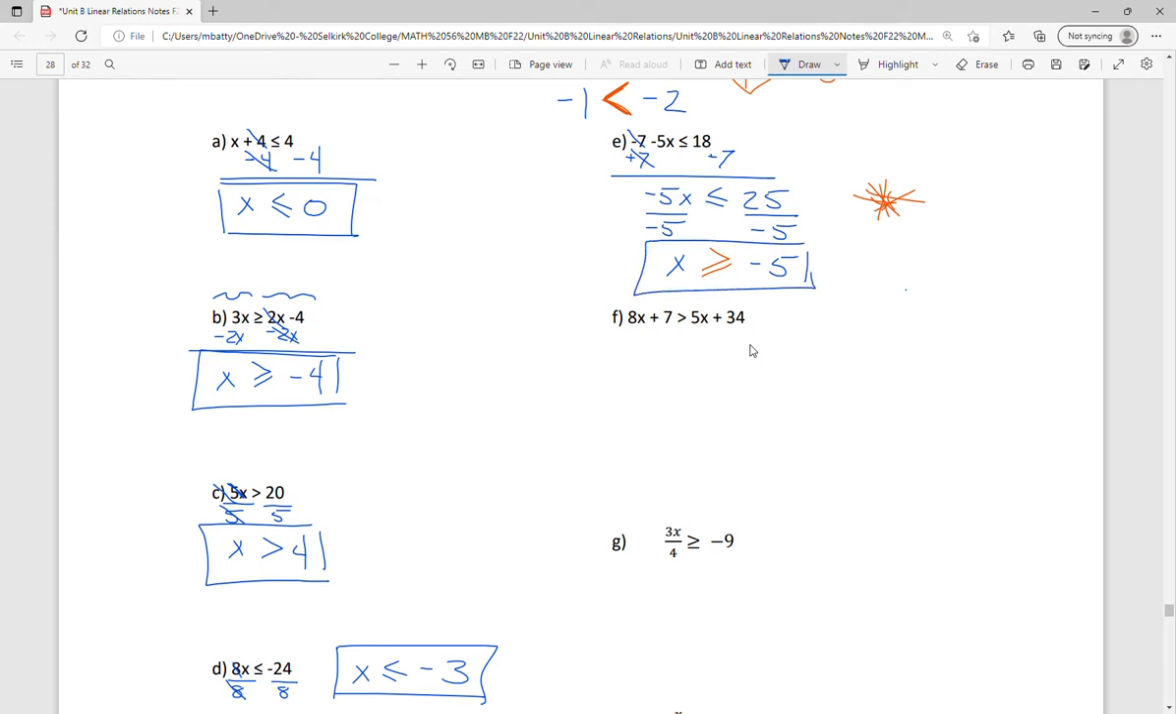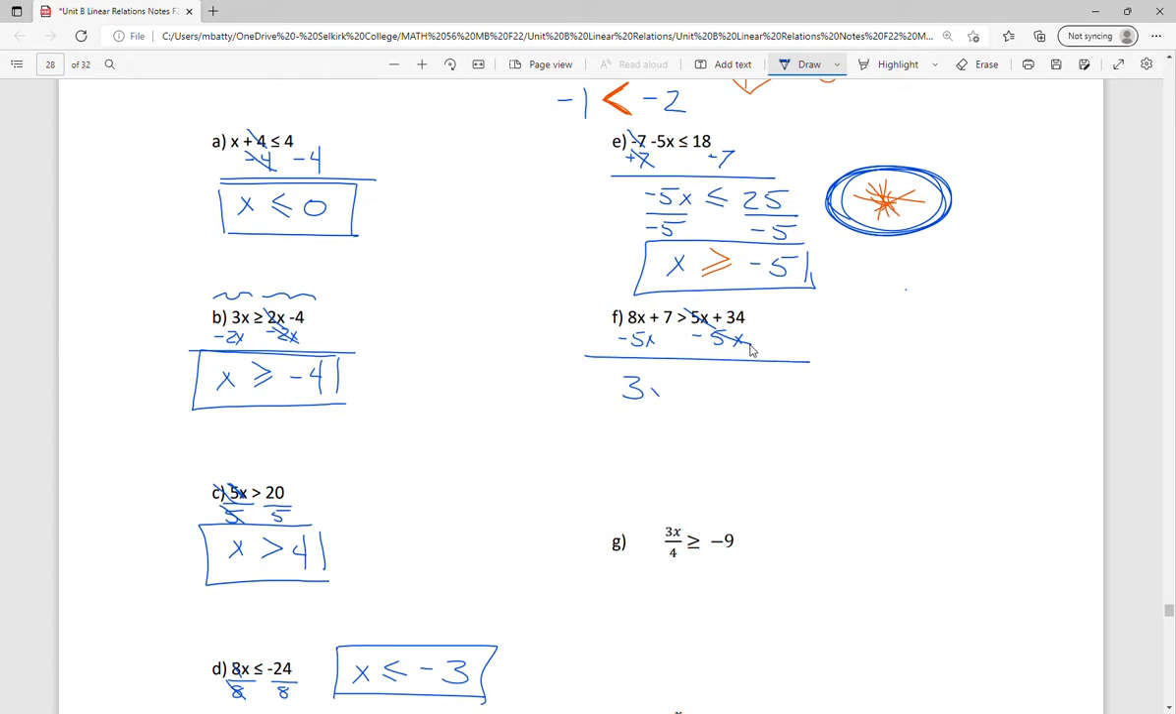Really, the whole point of doing this page is to practice some of that moving around and remember this rule that we have to enact. So more going on in this one. I'm going to pick on the x terms first because I tend to.